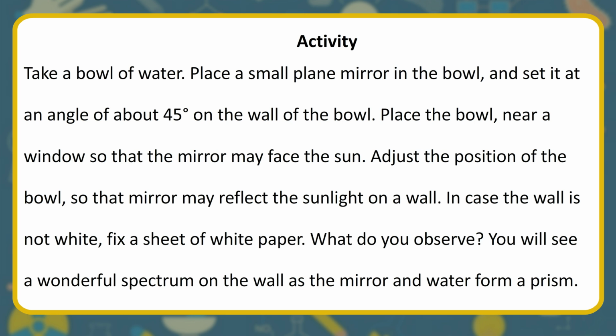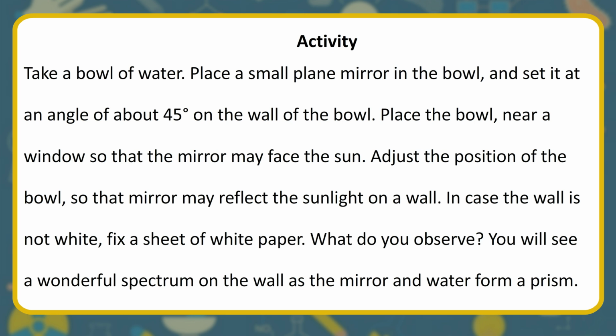Activity. Take a bowl of water, place a small plain mirror in the bowl, and set it at an angle of about 45 degrees on the wall of the bowl. Place the bowl near a window so that the mirror may face the sun. Adjust the position of the bowl so that mirror may reflect the sunlight on a wall. In case the wall is not white, fix a sheet of white paper.